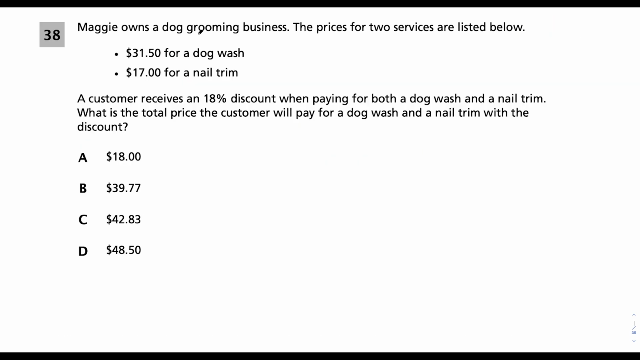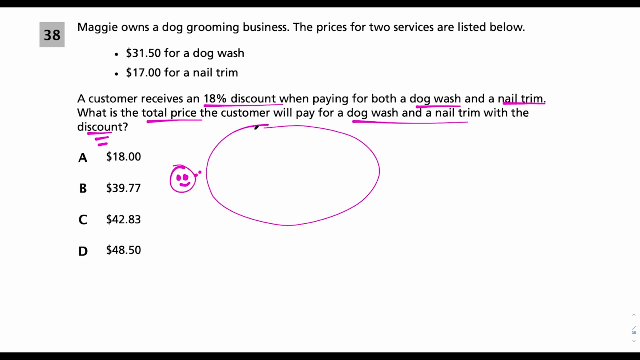Question 38. Maggie owns a dog grooming business, and the price for 2 services are listed below. A customer receives an 18% discount when paying for both a dog wash and a nail trim. What is the total price the customer will pay for a dog wash and nail trim with the discount? For this one, I'm thinking that if the customer is getting an 18% discount, that means they're getting 18% off.